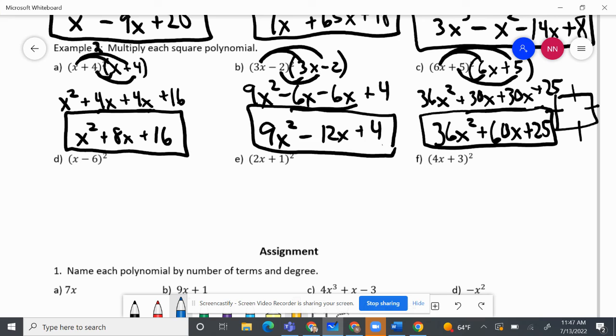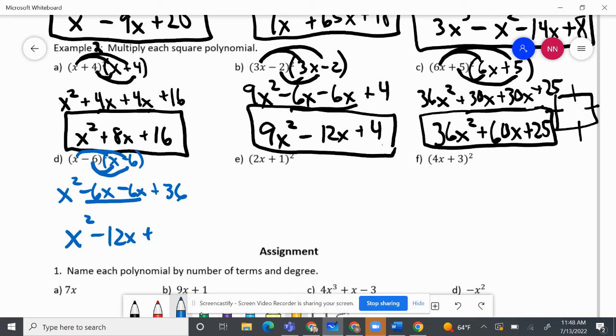So for the next one, what we have is the x minus 6, so we're going to write it again. And that gives us x times x, which is x squared. X times negative 6 is negative 6x. Negative 6 times x is negative 6x. Negative 6 times negative 6 is 36. We have 2 middle terms that are the same, x squared minus 12x plus 36.